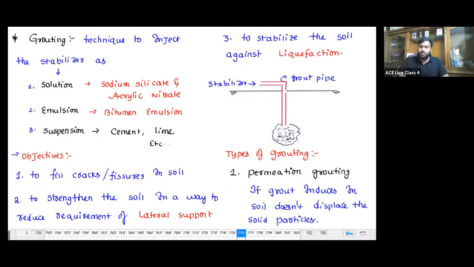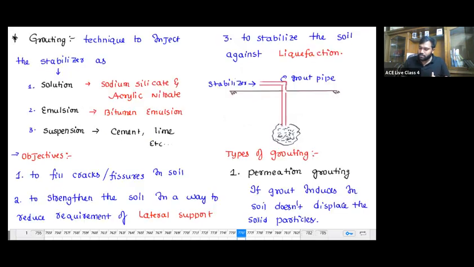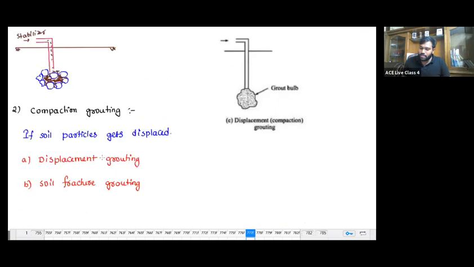I told you, the grouting is going to have different types of stabilizers based upon the case. If I want to go for permeation grouting, then it's just like a watery paste, then I will go for the solution. And if I want to go for displacement grouting, a thick paste of grout is going to be used.